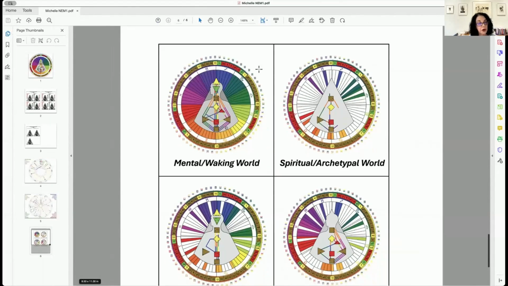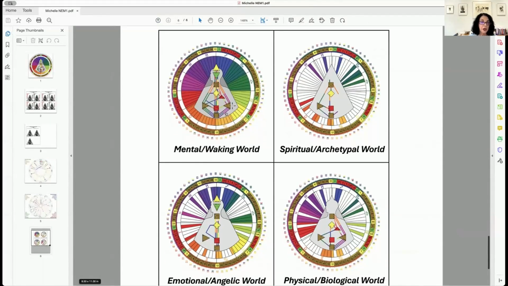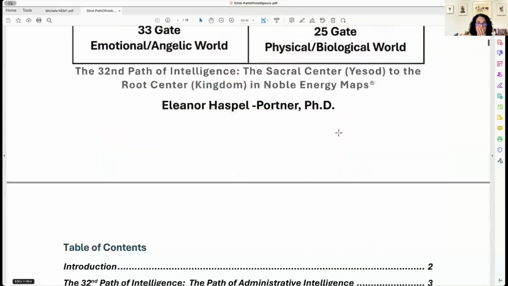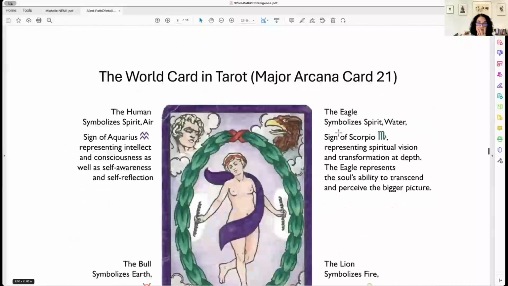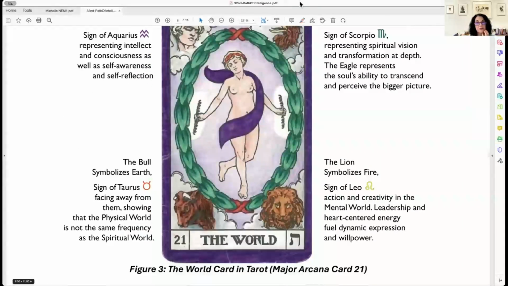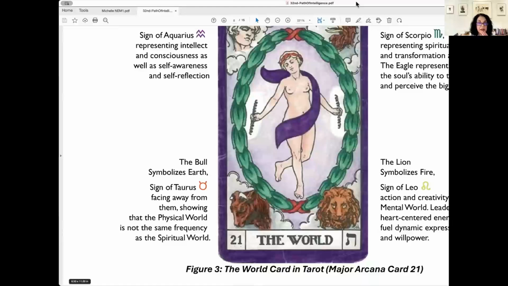In the world card, you have three figures. You have the spiritual figure being a human in the quadrant of Aquarius. In the quadrant where you have the emotional world, who do you have? Let me grab it again. Yeah, you have the eagle. And then, well, I can just show it.